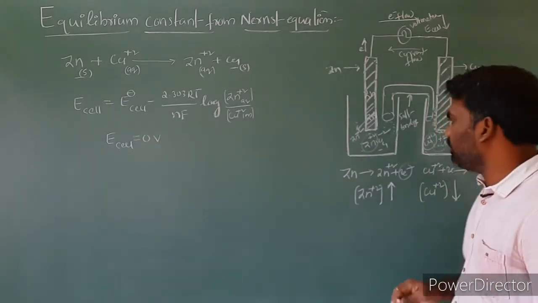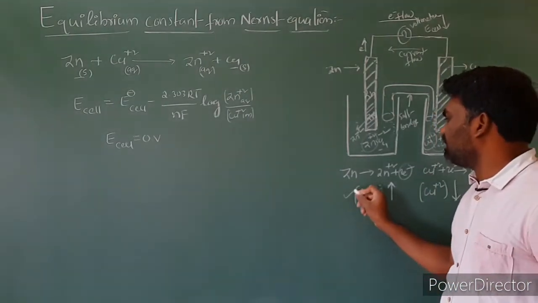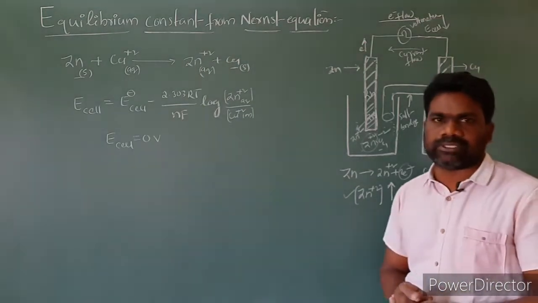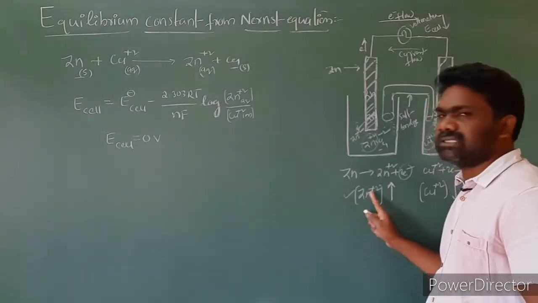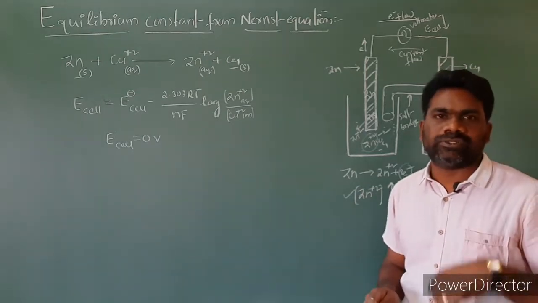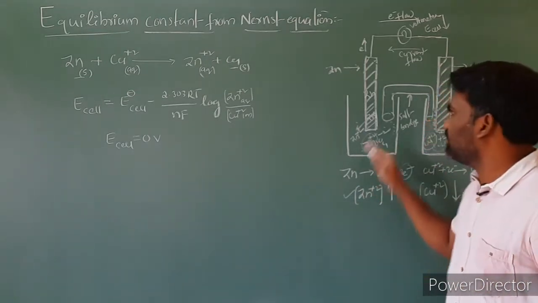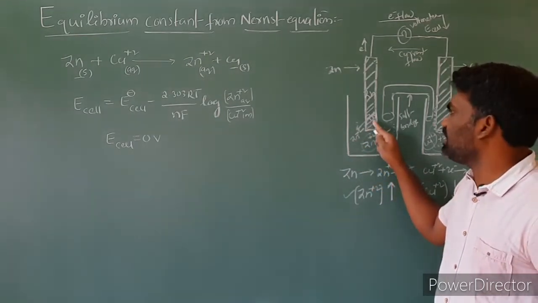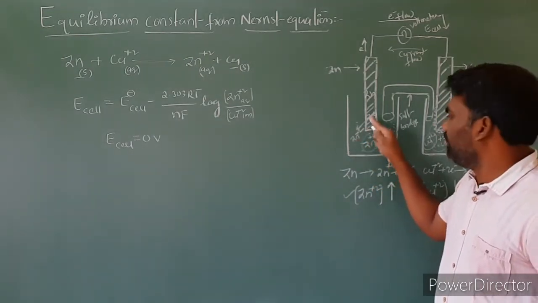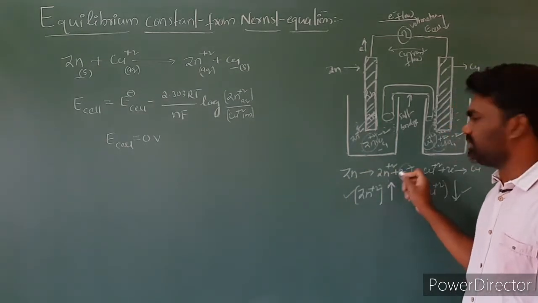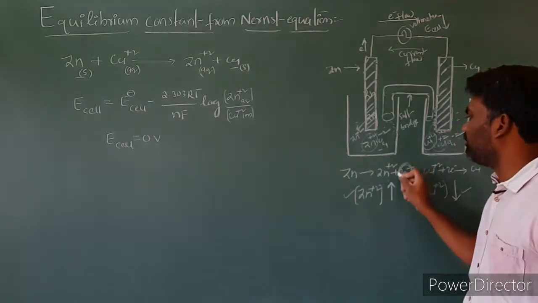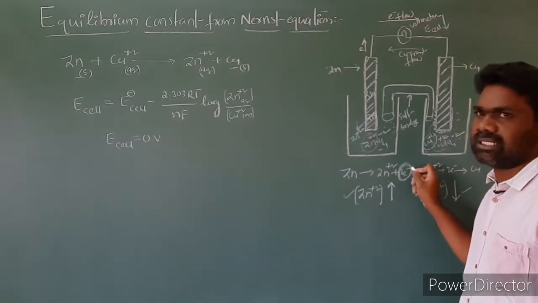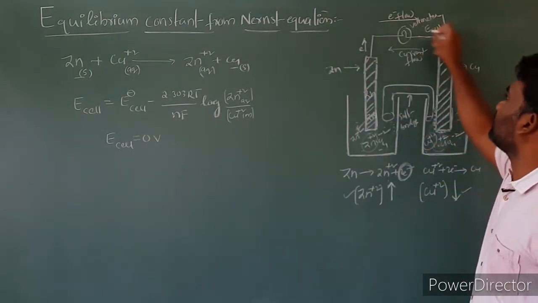After some time, what we notice is there is no change in the concentration of Zn2+ ions, and no change in the concentration of Cu2+. When there is no change, zinc is not converting into Zn2+. Since zinc is not converting into Zn2+, there is no liberation of electrons. Zinc is not losing electrons, so these electrons cannot come to the copper.